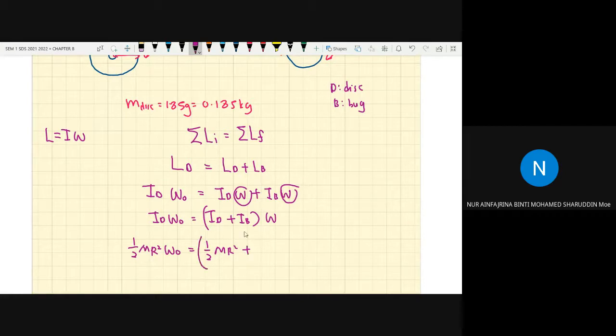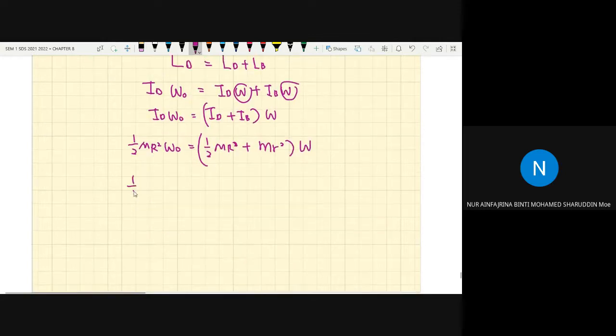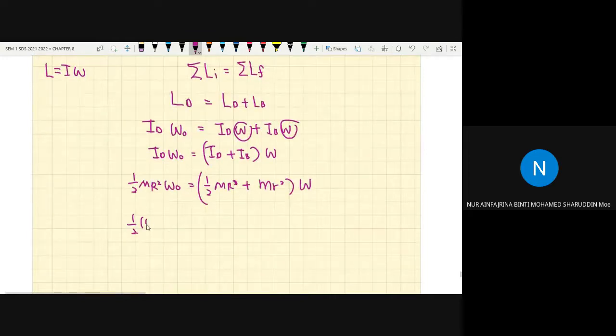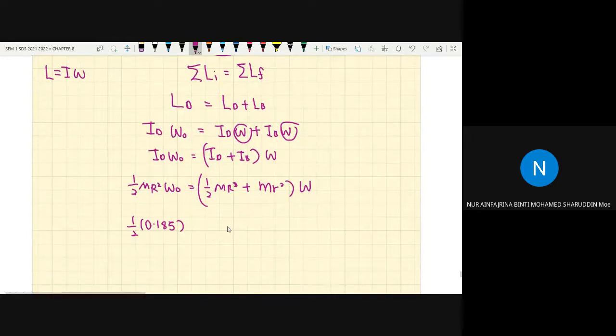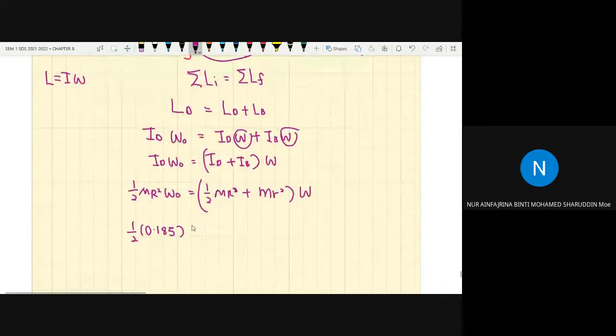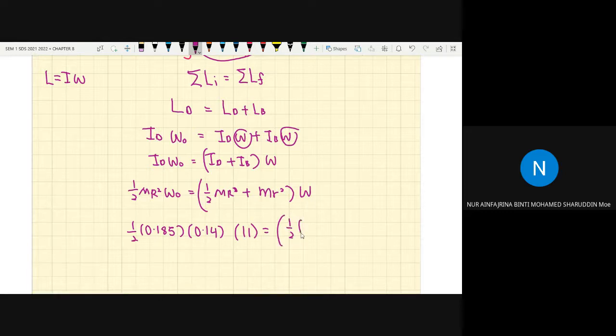Okay, what about the moment of inertia of the bulk? How do we find it? m r squared, multiplied by the final angular velocity. Now you can insert all the information. The mass of the disk we know is 0.185 kg, and the radius of the disk is given as 0.14 meter. The initial angular velocity is 11. Then half, the mass is 0.185, and the radius is 0.14.